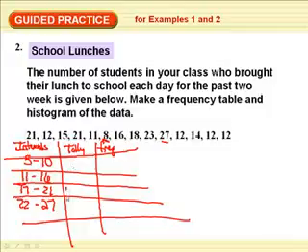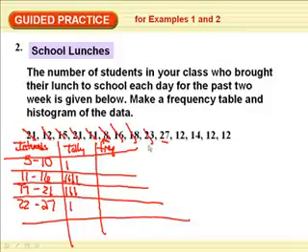Alright, so 21, put a tally there. 12, 15, 21, 11, 8, 16. Those are 2 of them in there already? Or did I just have bad tallies? 1, 2, 3, 16. I think there's 4 there. 18 there.